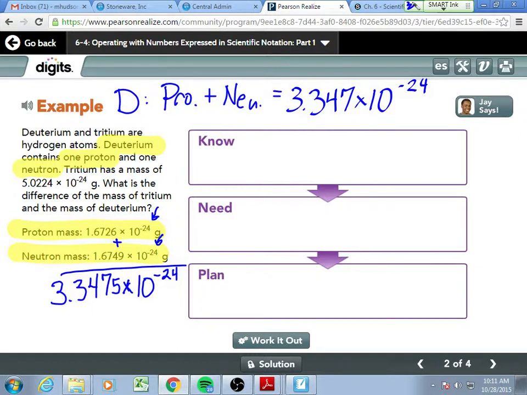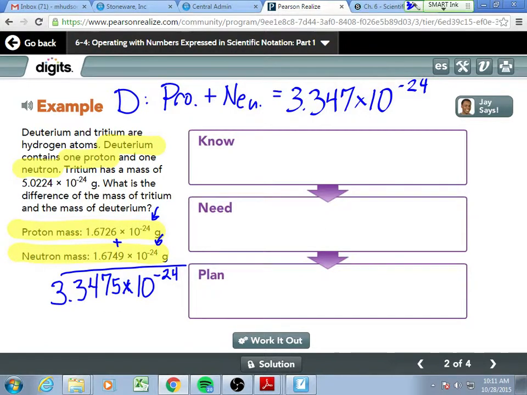So if we want to find the difference, what's difference? Tell me what to do. Ella? Subtract. So to find the difference, we're going to take our bigger mass, subtracted by our smaller one. So which is heavier here, tritium or deuterium?